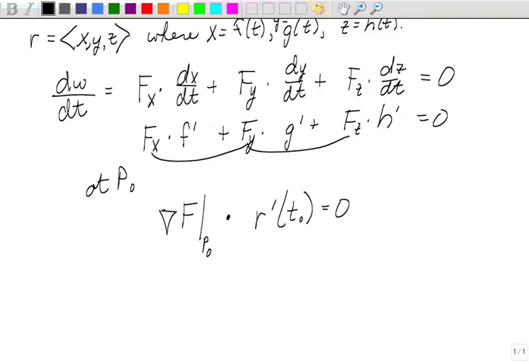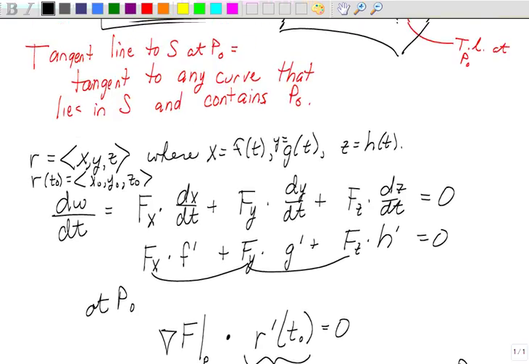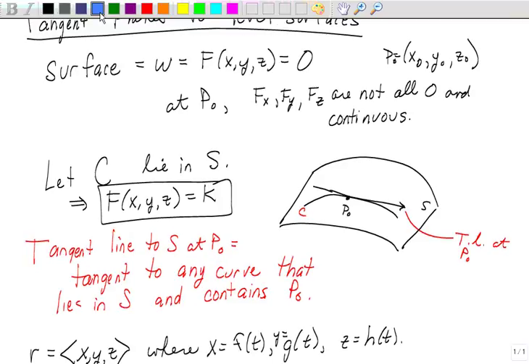Now this right here is the tangent vector to C at the point P0. Because if R(t) is this, then R at T0 is x0, y0, z0. It's the vector that points to that point. So when we draw this, then we have r prime of T0 along that tangent line.